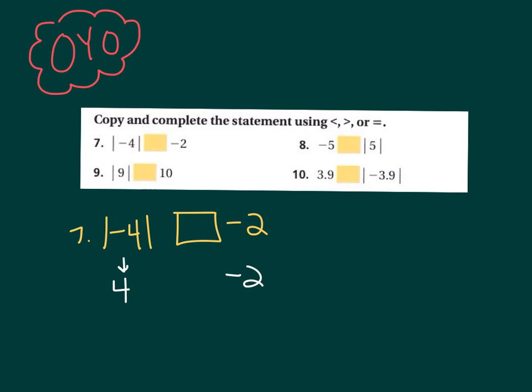And 4 is obviously a positive number here now, and so it would be a greater value than -2. So then you would go into your original statement and put that the absolute value of -4 is greater than -2. Basically what that means is that this number here, the absolute value of -4, is farther away from 0 than this number is.